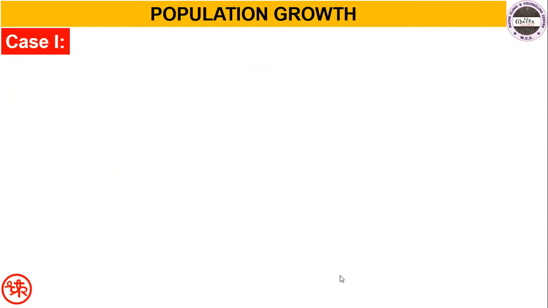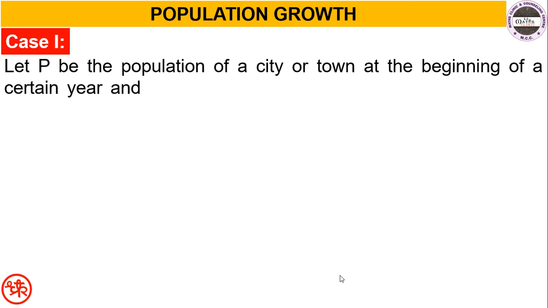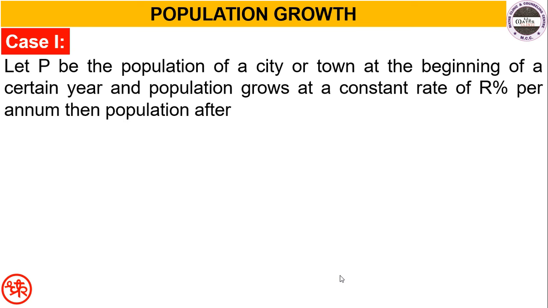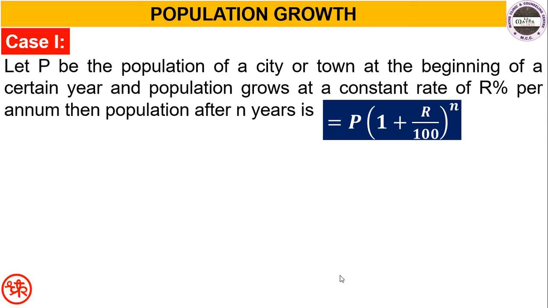So population growth. Case 1: let P be the population of a city or town at the beginning of a certain year, and the population grows at a constant rate of R% per annum. Then the population after n years is given by P into (1 plus R by 100) raised to the power n. The same formula we have studied for A in compound interest, right? So this is the population after n years.